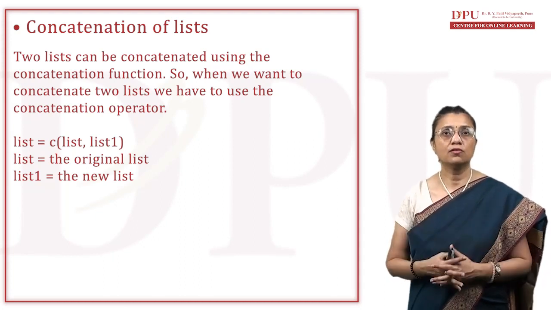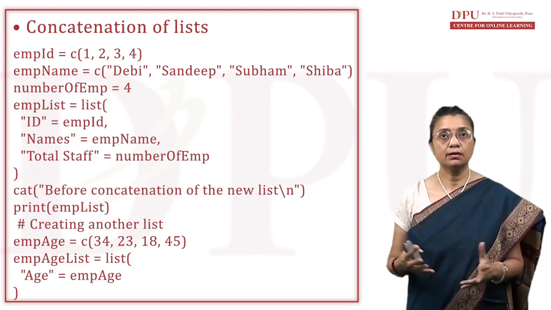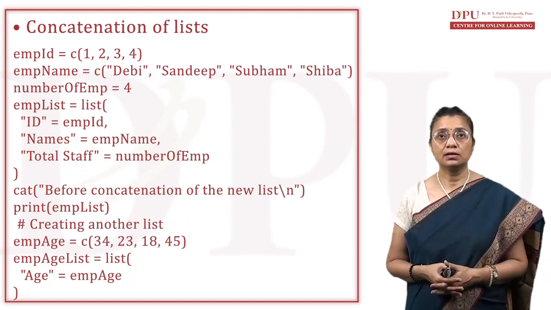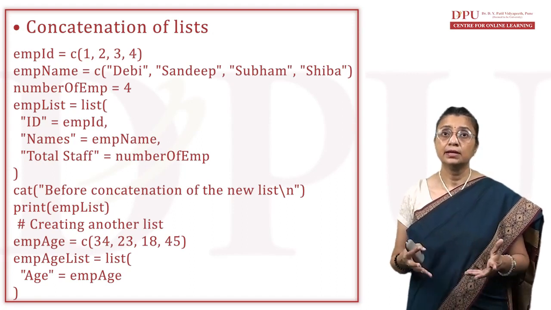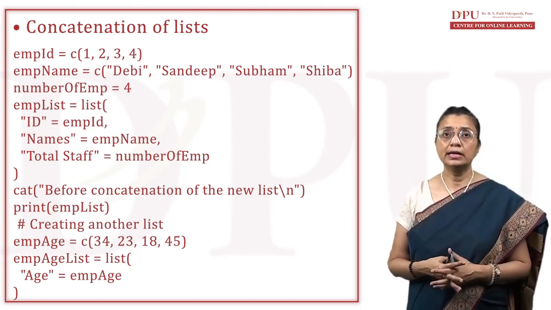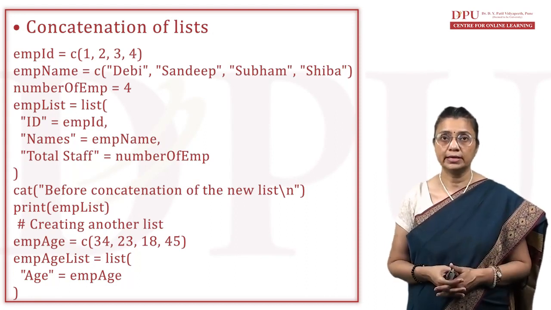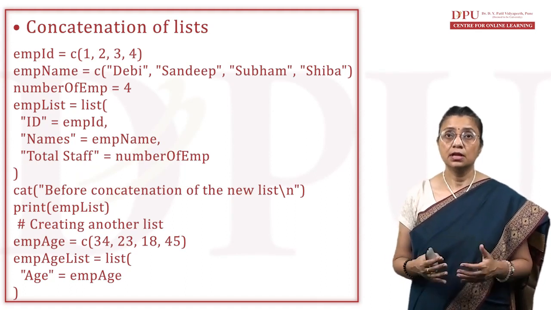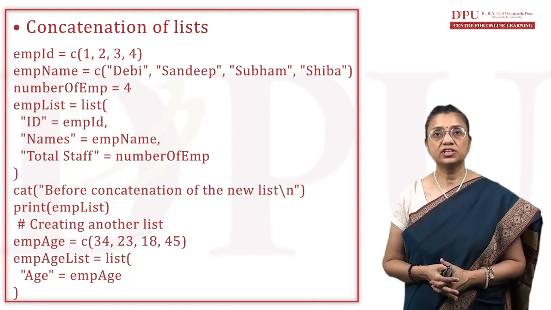Let's have a look at this program and understand better. Here you can see employee ID is there, c of 1, 2, 3, 4. Employee name, with the help of the combine function, we have Devi, Sandeep, Shubham and Shiba. Number of employees is 4. Employee list is my list variable, which is equal to ID, employee ID, names, employee names, and total staff is number of employees. Now I bring the print command and print the result on the screen.